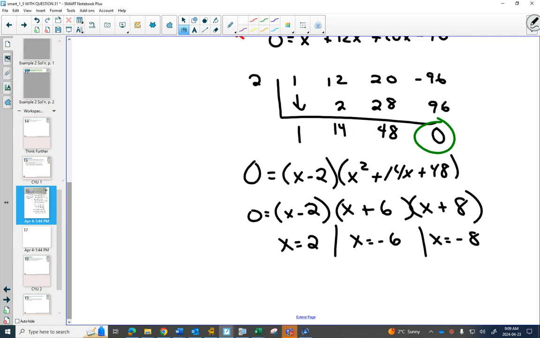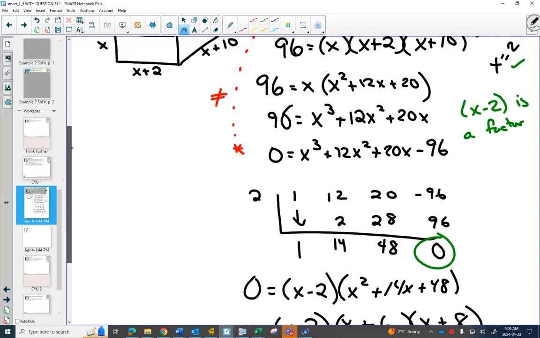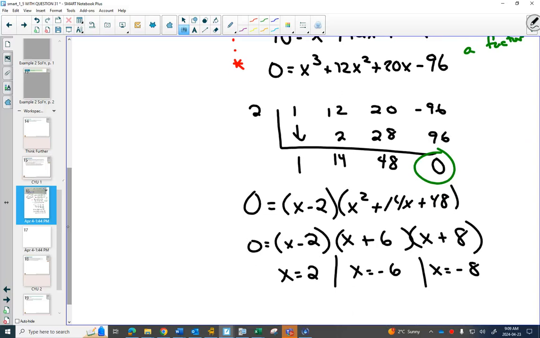But it's a real-life problem, right? And if it's a real-life problem, you have to think about the validity of answers. What does x represent? In our picture, x represented one of the side lengths, right? Can you have a side length of -6? No. Can you have a side length of -8? No. So x equals 2 is the only answer.